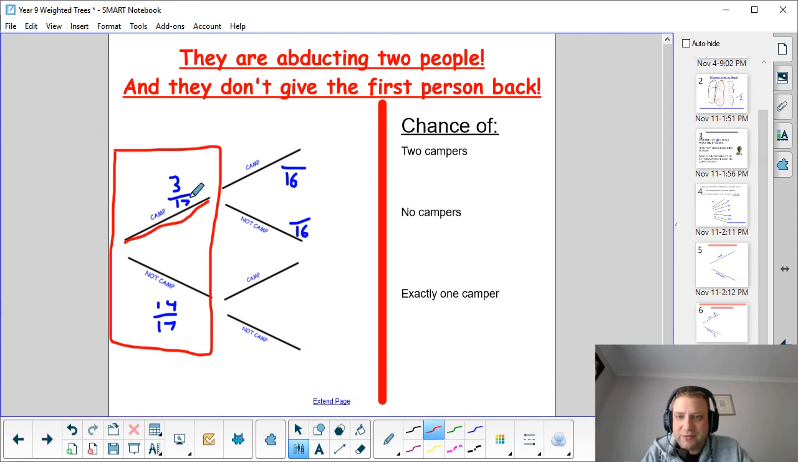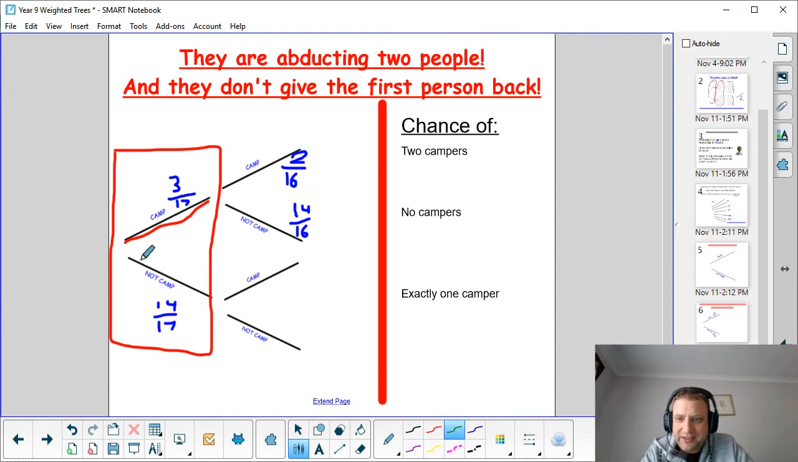Now in this particular pathway here, right, we're going down this branch first. This is the branch where someone who was on camp got abducted. So there's not 3 of them left anymore. There's not 3 people in that group. There's only 2. And that means that everyone else who wasn't on camp has to still be here, right? These 2 numbers have to still add up to 16, right?